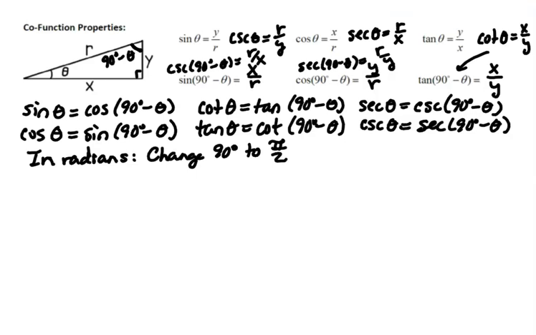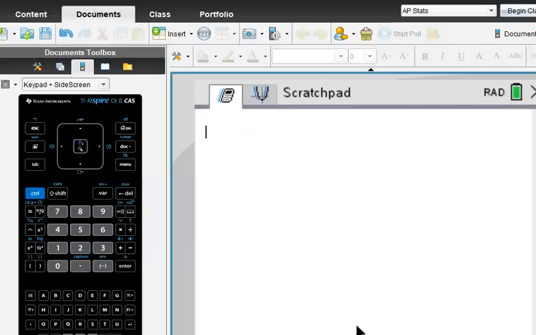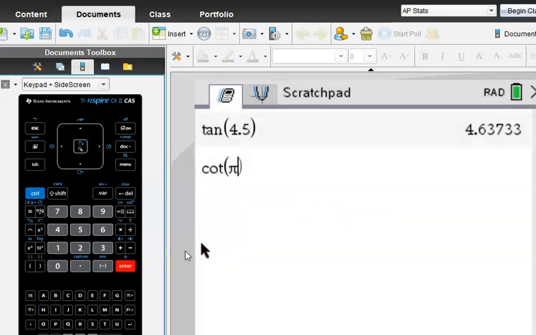So let's check out this particular cofunction property on the calculator. I'm just going to pick a couple of these to do. I'm in radians now, so we'll do one with pi over 2. Let's say tangent of 4.5 radians. Okay, so there's tangent of 4.5. That's supposed to equal cotangent of pi over 2 minus 4.5. So I'll put in pi divided by 2 minus 4.5. And they are exactly the same.